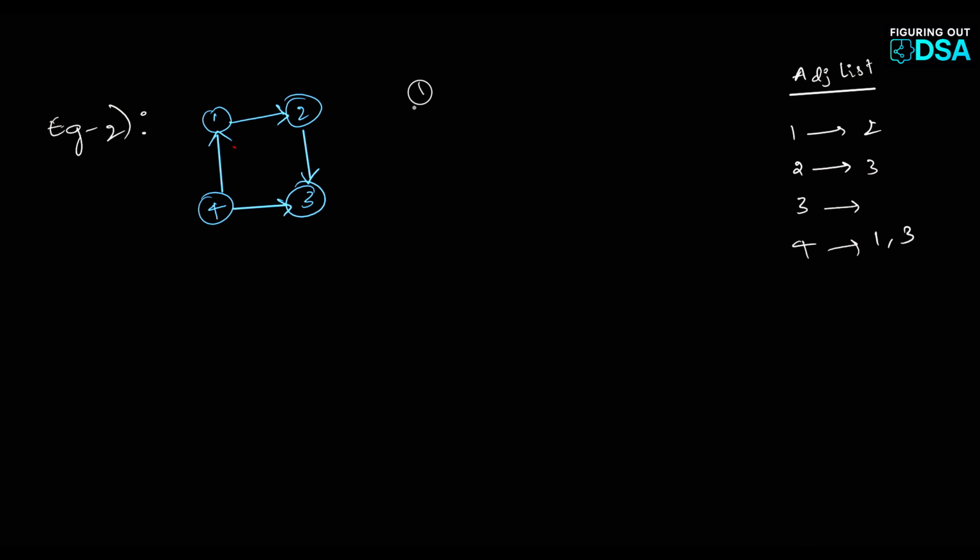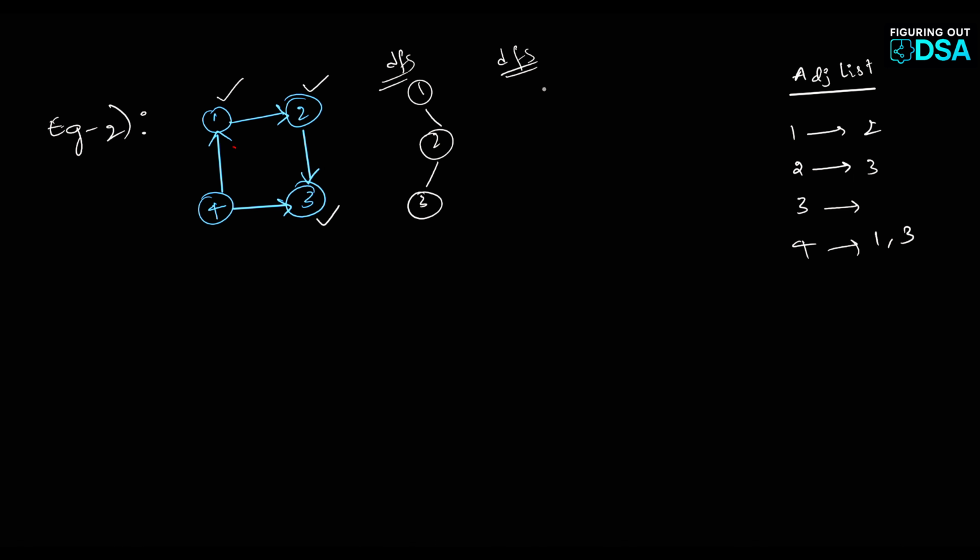We'll start with node 1 and move to node 2. We'll mark 1 as visited and 2 as visited. From 2 we move to node 3 and mark it visited, and from 3 we don't have any connected nodes. So this DFS call is completed here. Next we move to another DFS call. We go to node 2 and see it is visited, and then node 3 is visited.